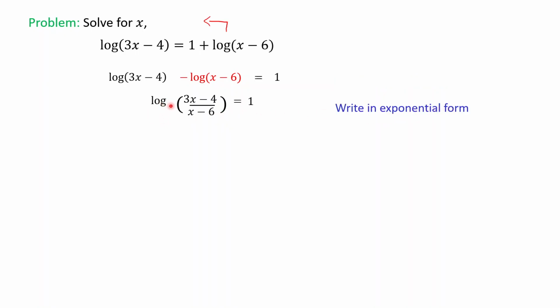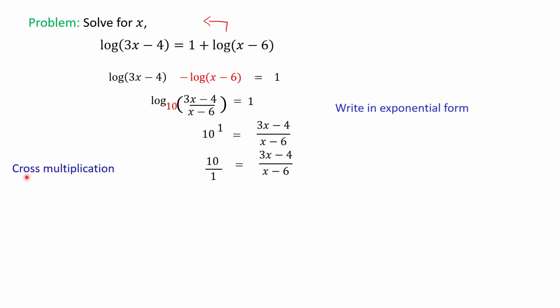Here there is no base, that means the base is 10. So write the base. Now put this as the exponent, that is equal to what is inside the logarithm. 10 to the first power is 10, is equal to this. This equation you can easily solve. To solve this, I am writing this as 10 over 1.